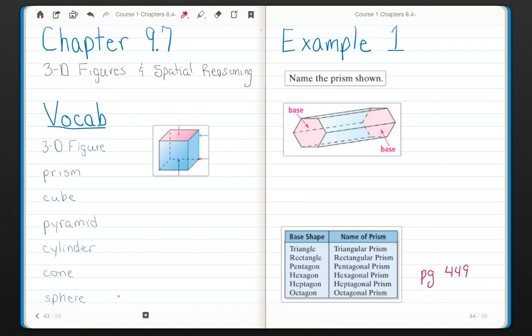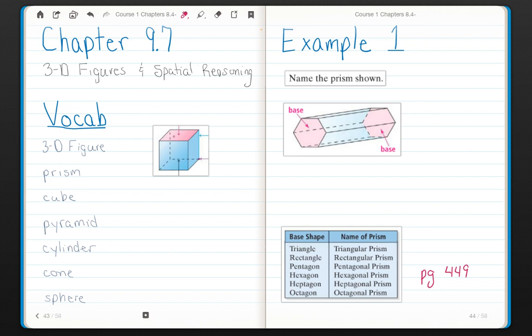Some of it you're probably familiar with. Some of it we're going to kind of take to the next level. You may be familiar with it, but we're going to add some more to it. And others you might not. So we're going to start with a 3D figure. So this cube here is an example of a three-dimensional figure.